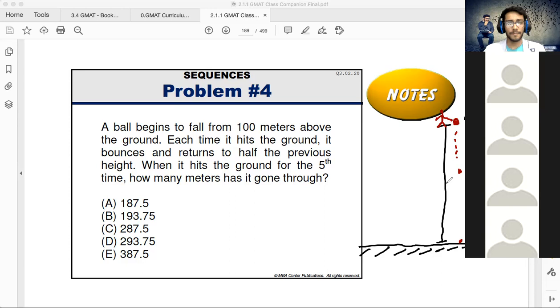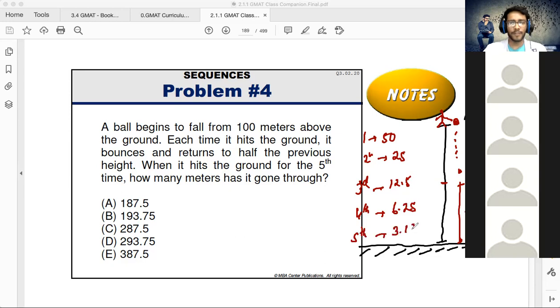After the first bounce? Half of the previous height. Half of 100 is how much? 50. Then 25. First bounce 50. Second bounce, 25. Third bounce, 12.5. Fourth bounce, half of 12.5 is 6.25. Fifth bounce, 3.125. Correct?